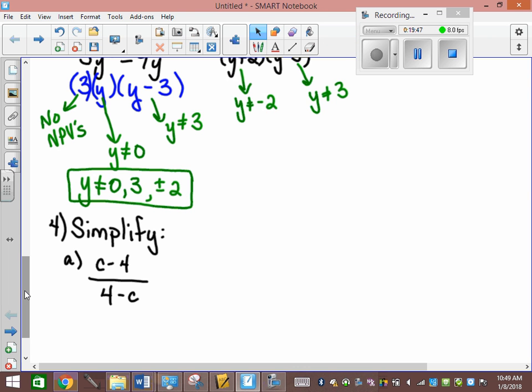All right. So what can I do to the top left, and what's the difference here between these two?